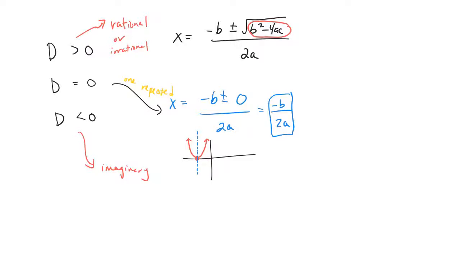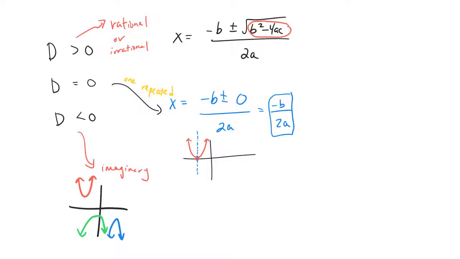But the imaginary, isn't it like a floating graph? It is, yeah. When the discriminant is less than zero, the graph will look something either like that, or maybe like this, or even like this, or it could be anywhere, but the key is that it cannot be crossing the x-axis.